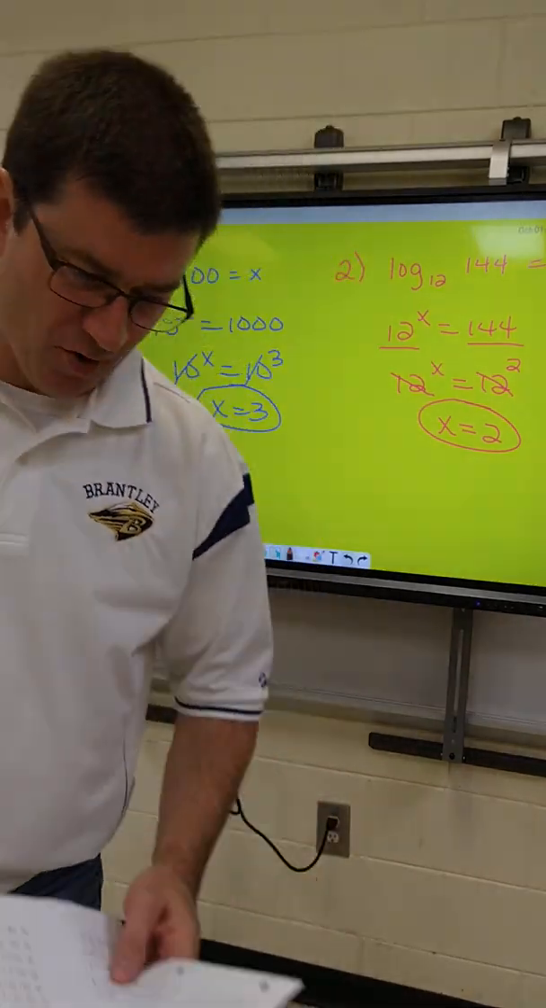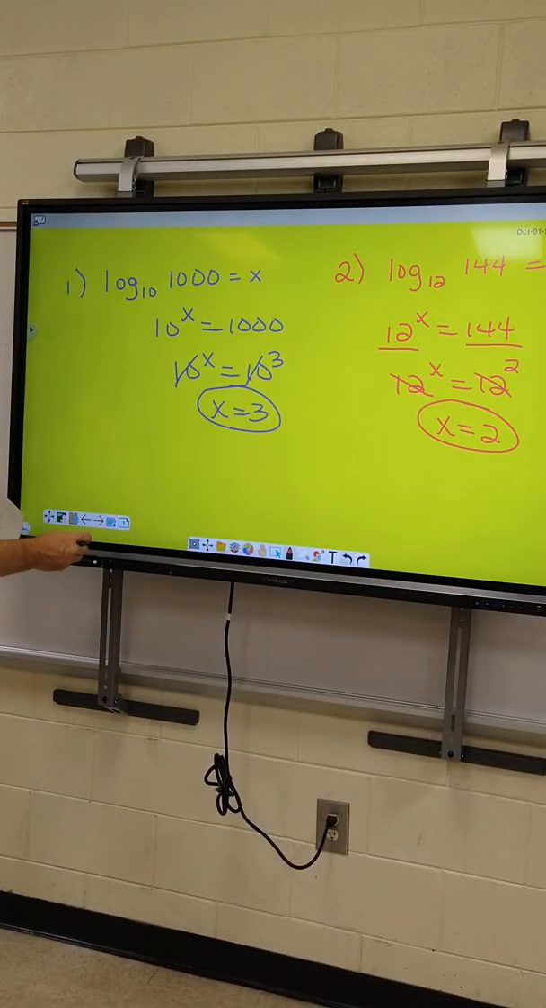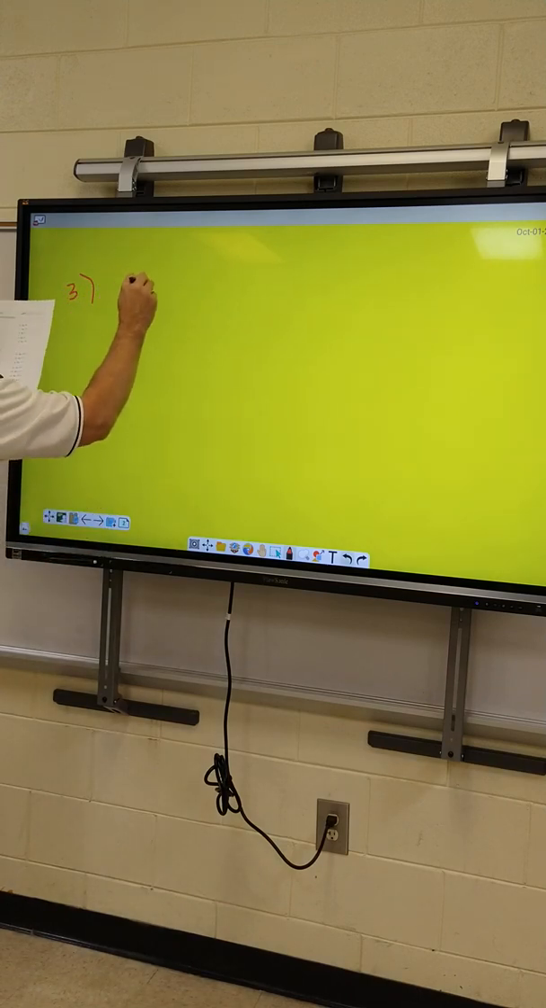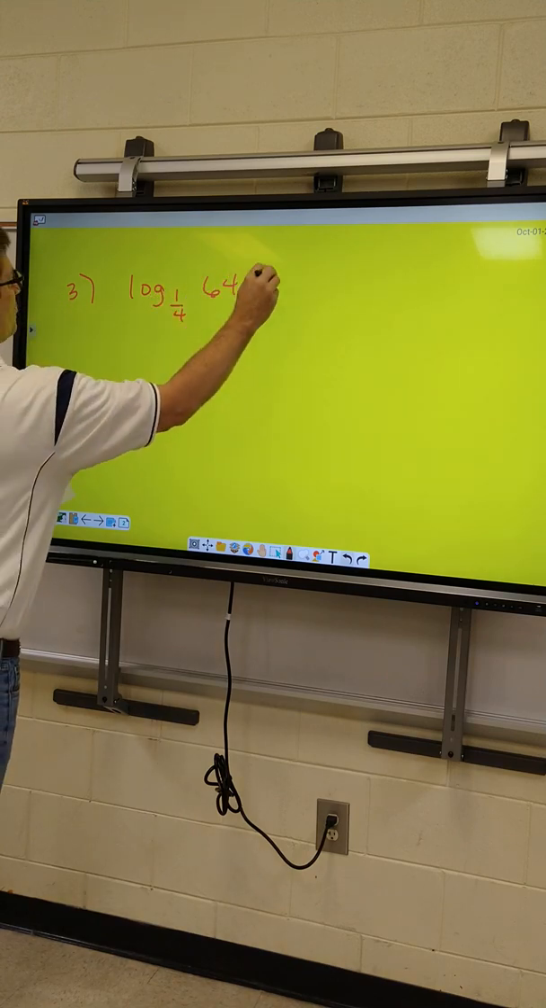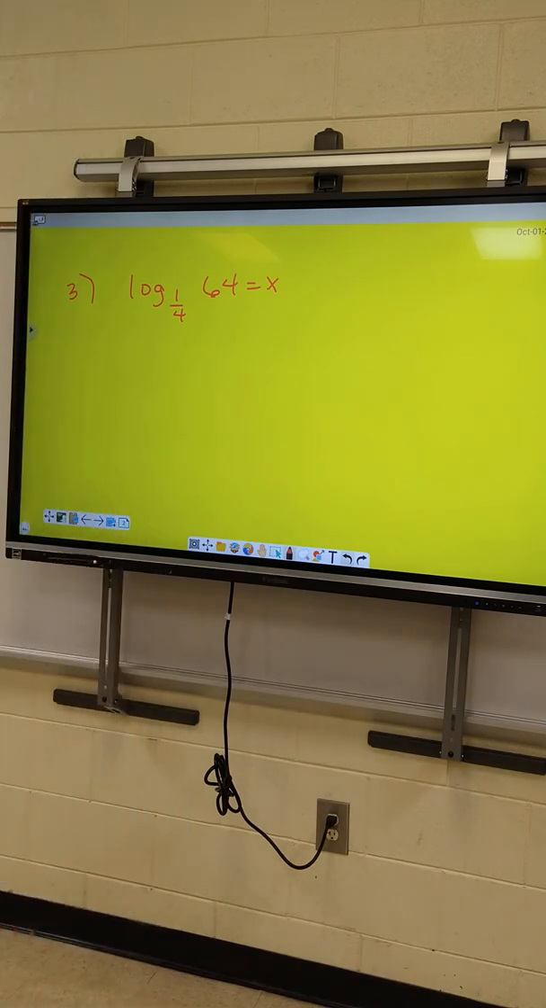All right, so we've gone over the easy ones, the basic ones. Let's do some that are a little bit harder now. Let's do 3. It's got a fraction in it. Everybody good on those 2? All right, number 3, I got log base 1/4 of 64 equals x. I'm just going to write equals x behind it every time and not say anything else about it.